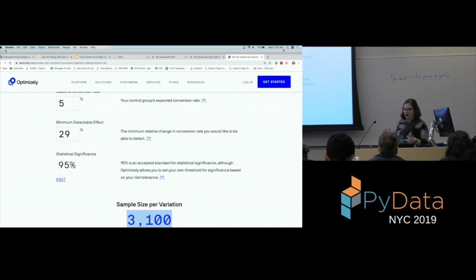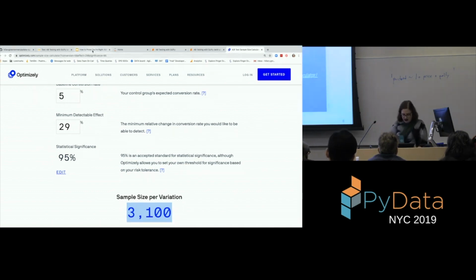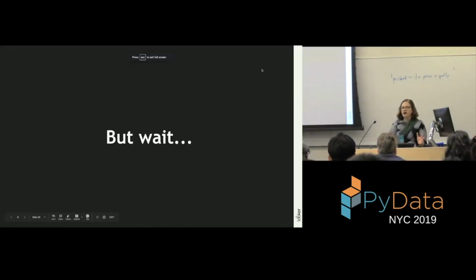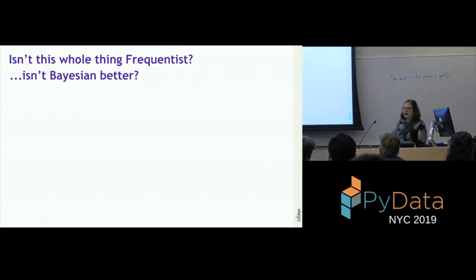Does everyone feel pretty good with using the Optimizely side? Makes pretty good sense? All right, so the final thing that I wanted to touch on, and then we'll do questions, is how many of y'all were in the talk before this on statistics? Yeah? And you all heard a lot about Bayesian statistics, right? Okay, this whole thing that we're doing is frequentist.